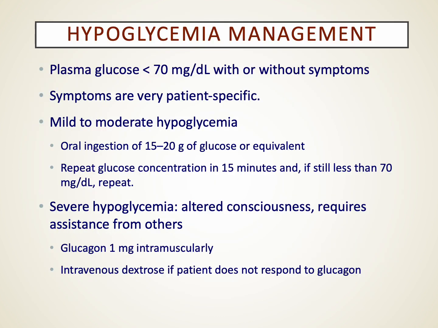The management of hypoglycemia typically is to give them glucose, oral glucose, usually 15 or 20 grams of glucose. That could be tablets. That could be half a glass of juice. But you don't want to go overboard. But if they're not conscious, we could either give them glucagon or we could give them IV dextrose.